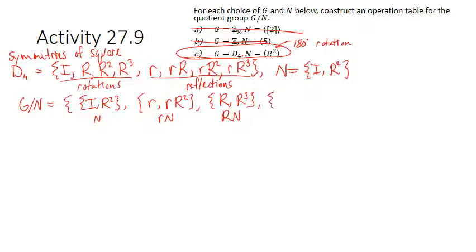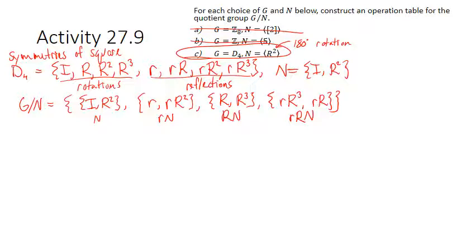And then what are the last two that I haven't seen yet? I think I haven't seen little r squared, and I haven't seen, or no, I did see that one, didn't I? I haven't seen this one. And I also haven't seen little r big R, like that. So I think this one will be little r big R times n. And that is my 4 cosets.